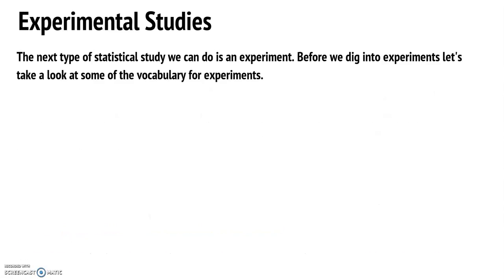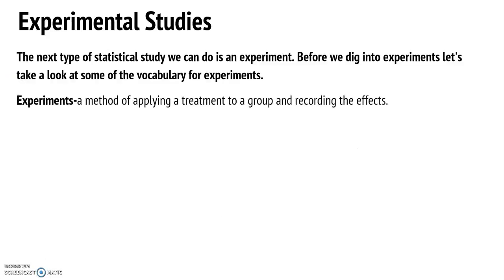So the next type of statistical study that we're going to look at is an experiment. Before we dig into experiments, let's take a look at some of the vocabulary. The difference between an observational study and an experiment is that with an experiment, we actually apply a treatment to a group and record the effects.